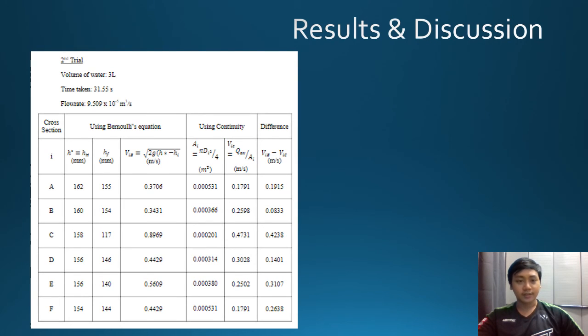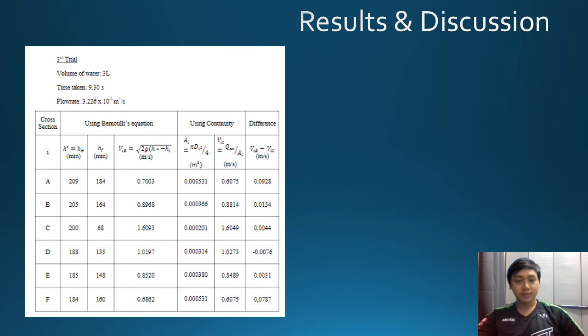So continue to the second trial. Same as the first trial, we use the same method, which is repeated until the third trial. And the last one is the final trial. You can see that we have a difference here. We have a negative value at the D cross section. That will be regarded as a parallax error because we won't actually be having a negative value.